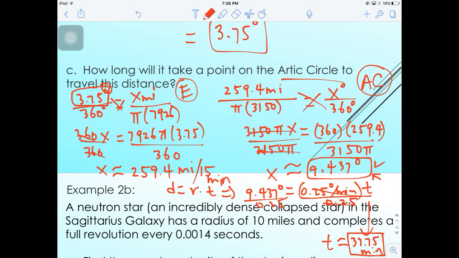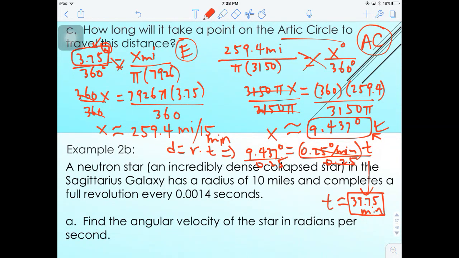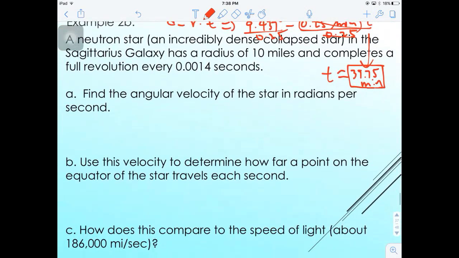And that is how long it is going to take for the dot to travel on the Arctic Circle, to travel 9.437 degrees, which is equivalent to traveling 3.75 degrees on the Earth equator. So 37.75 minutes. And that is the end of the problem. That was a long problem.